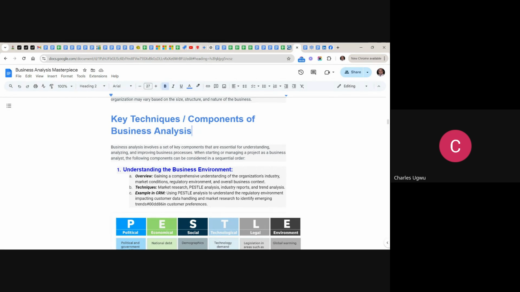Gaining a comprehensive understanding of the business environment, or the industry, market conditions, regulatory environment, and overall business context. That is it. And we have some techniques we can use to approach that. We have market research, we have PESTLE analysis, we have industry reports, and we have trend analysis.